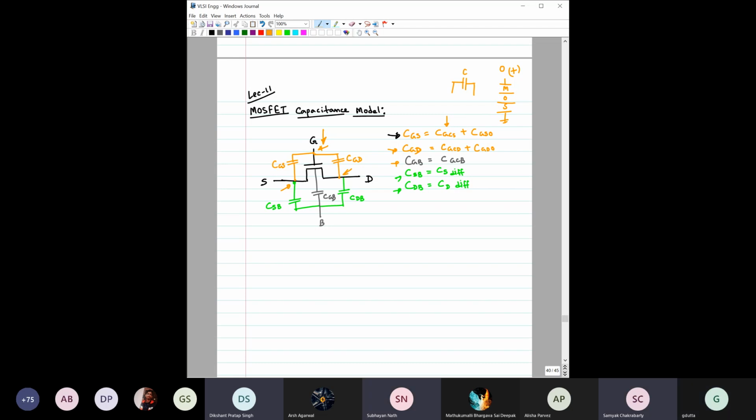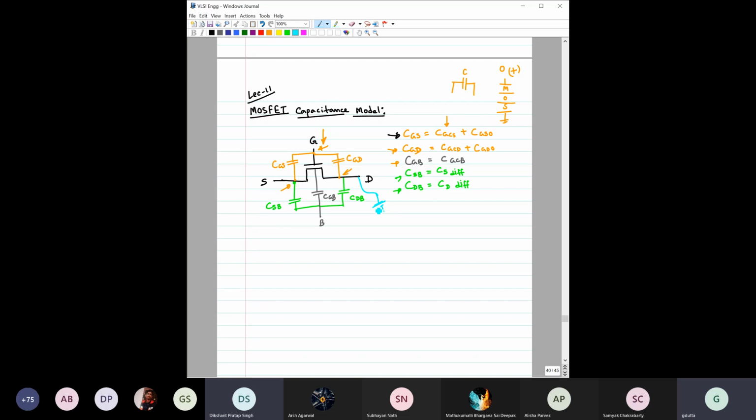So can we not say that CGD and CDB are in series? Yes, sir, I was just thinking the same. CGD and CDB are in series? Okay, please explain why. How can you say that these two are in series? Because both of them are connected to D at one point. But this D is fixed at some DC bias, right? Are you not getting my point? Yes, it is connected with some DC voltage.